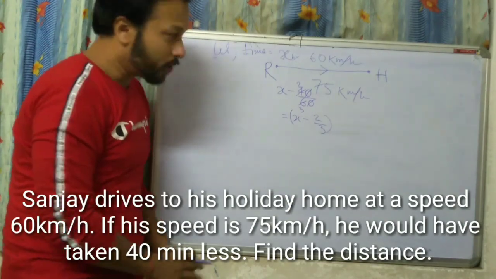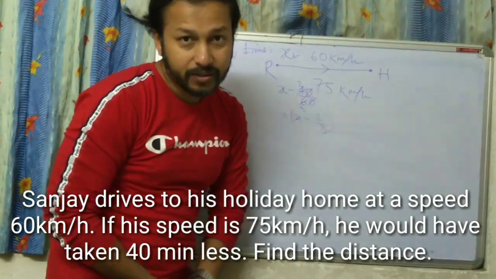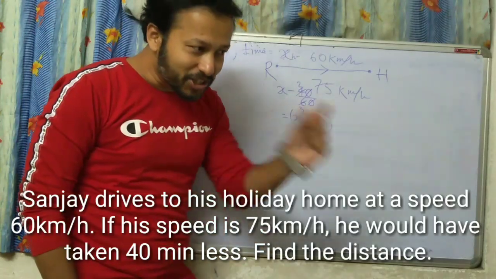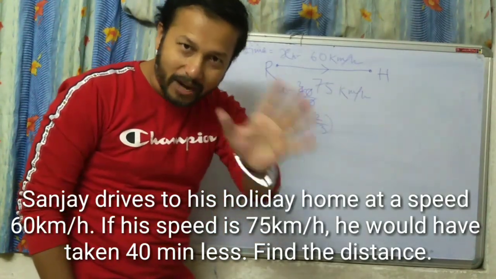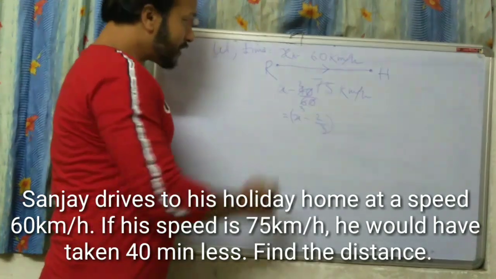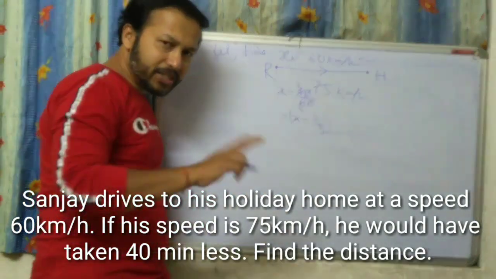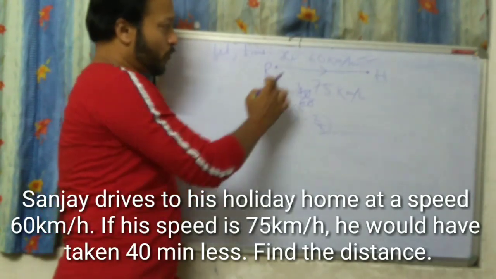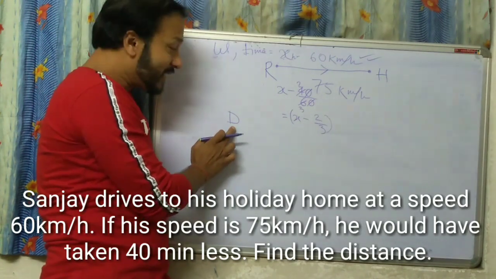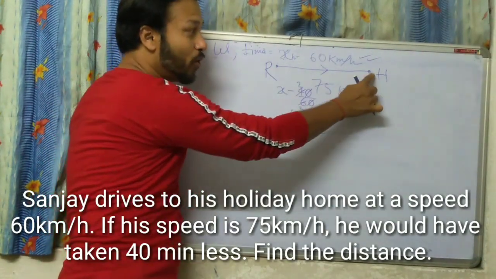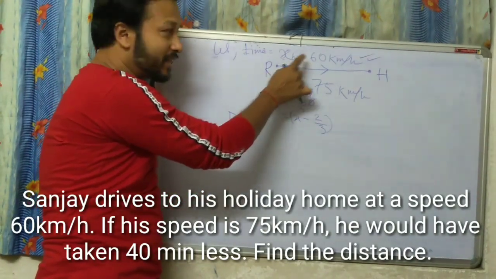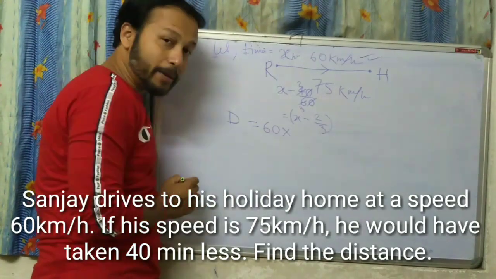Understood? Now, we require a relation. You know that relation: distance equals speed into time. We are going to use that relation in this sum. Let us use that. First case. Think about the first case. Distance equals speed into time. From residence to holiday home, let the distance be d. Understood what d is? D is the distance between the residence and the holiday home. D equals speed into time. What is the speed here? 60. What is the time here? X.